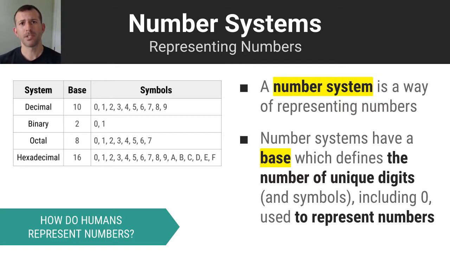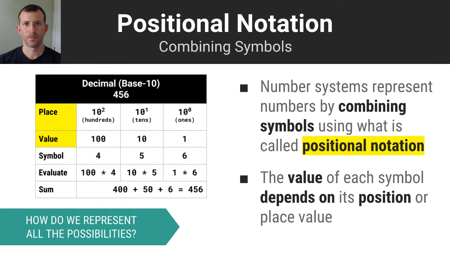The decimal number system is the one you're most familiar with, but it's not the only number system that you need to know. Number systems represent numbers by combining symbols and what is called positional notation. You normally think of this as place value, that the value of each symbol is derived from its position or place. Remember when you were a kid and they taught you ones, tens, hundreds, thousands, and so forth? Well, they were actually teaching you positional notation all along.